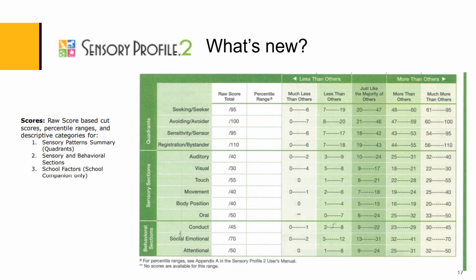This is an example of the scoring section on the front of the form. You can see here where the raw score totals are allocated, and then you have percentile ranks as we spoke about previously. Down the bottom here you can see for percentile ranges, see Appendix A in the user manual, so that will give you that percentile range there, and also allow you to allocate the score based on less than others to more than others, which gives you a better visual understanding of where that child sits.